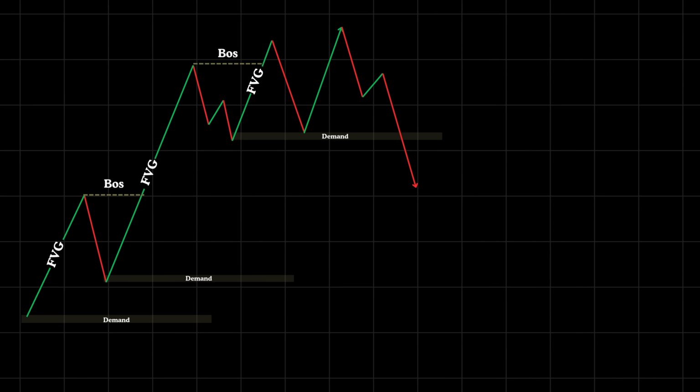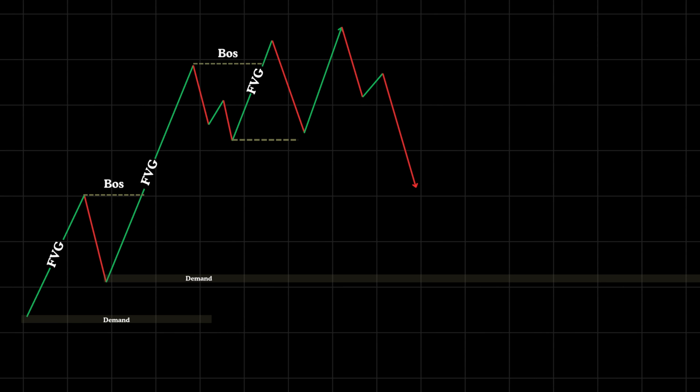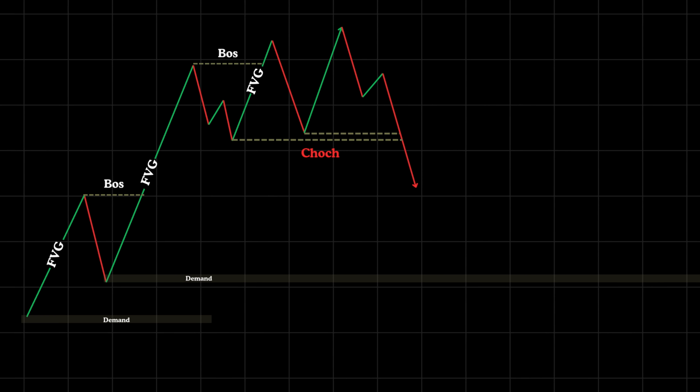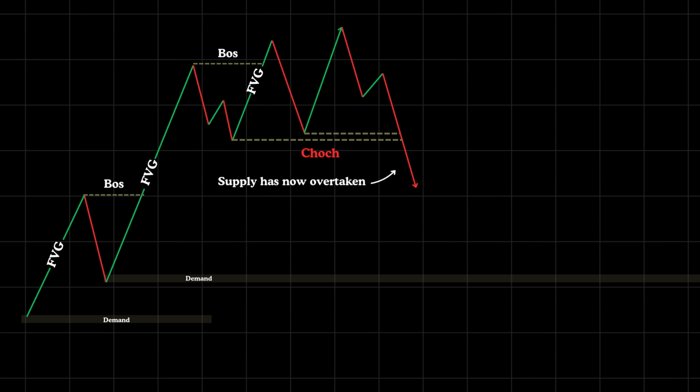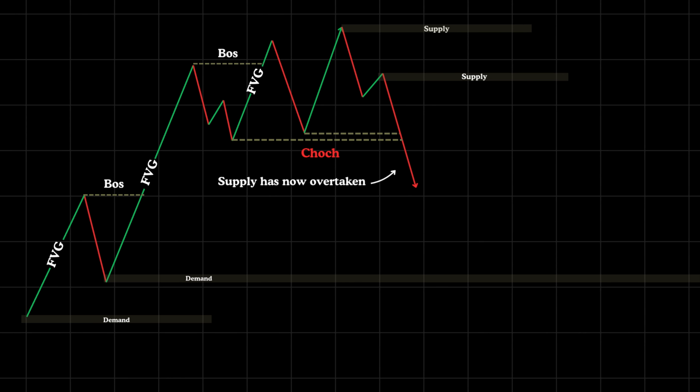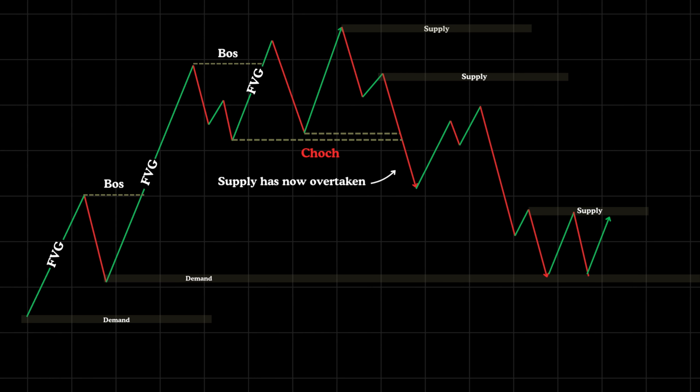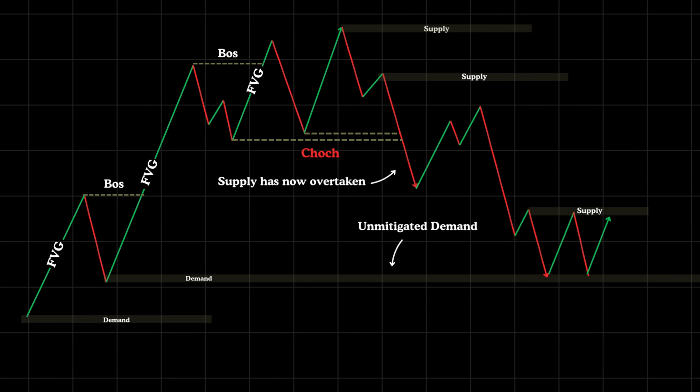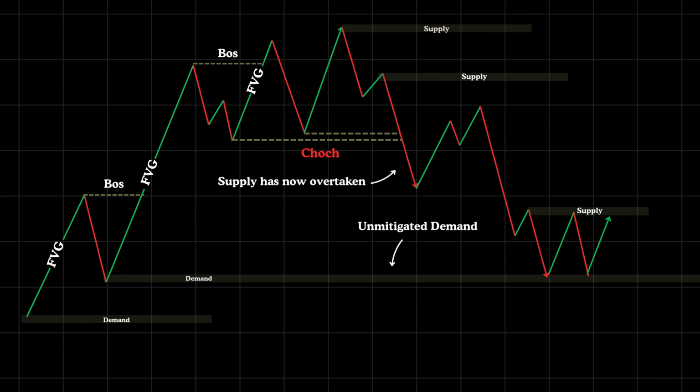However, when price moves below a valid demand zone, a change of character occurs. This indicates two critical things. First, that supply has now overtaken demand, and second, that a fresh valid supply zone has formed. From this point, price continues to drop, generating new supply zones until it finds the next unmitigated demand zone.